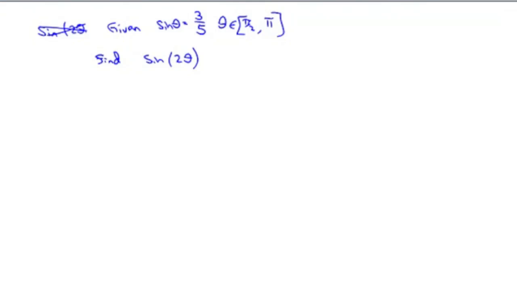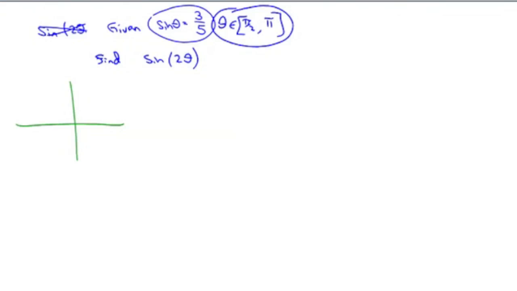Alright, so what do I know? If I give you this and this, what do you do first? Make a triangle, draw a picture, get it in the right quadrant. So what quadrant are we in? Second, because it's pi over 2 to pi. So your angle is over here. This is your theta picture.